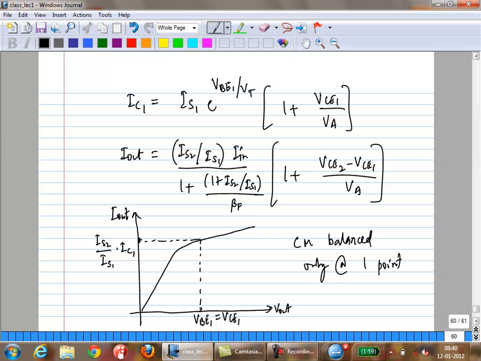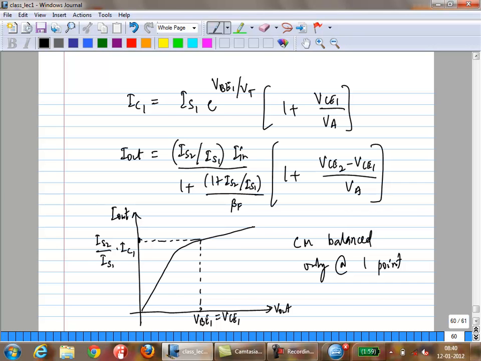Let us say beta F is infinite. Then you don't have this term at all. Ideally, you expect only I out equals IS2 over IS1 times I in. However, I out is going to be different. Even at infinite beta F, I out is going to be a function of V out, thanks to that second expression.